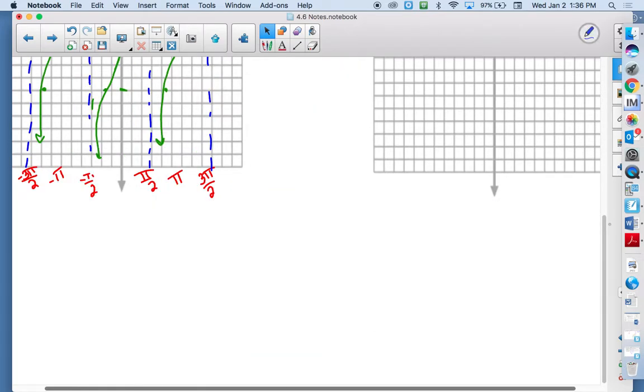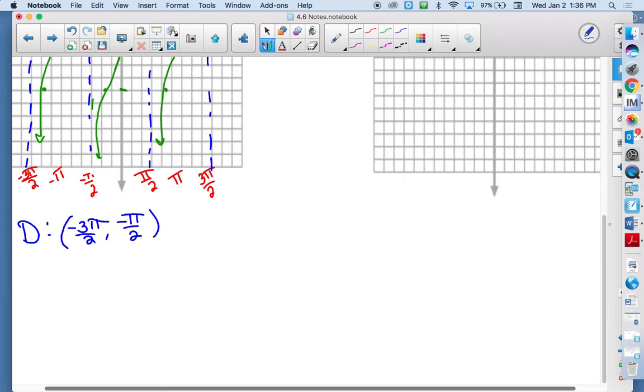Here we go. So our domain, just with what we have here, to make sure you have your question answered, you'd have parentheses around the asymptote values. So that would be the domain of the graph.